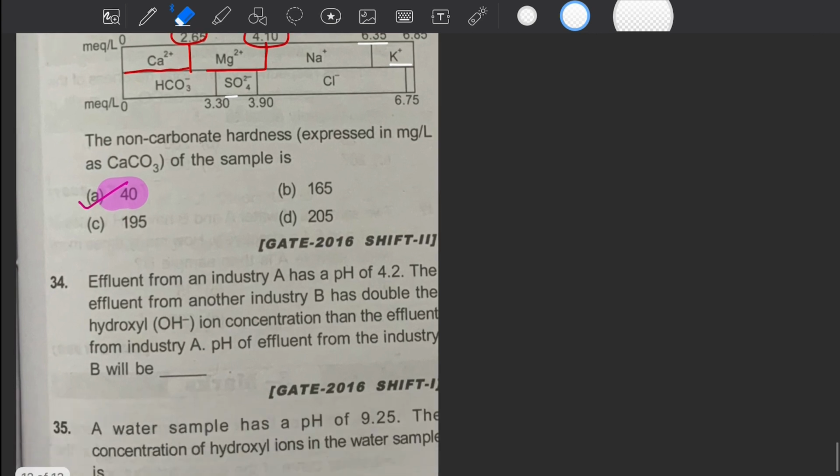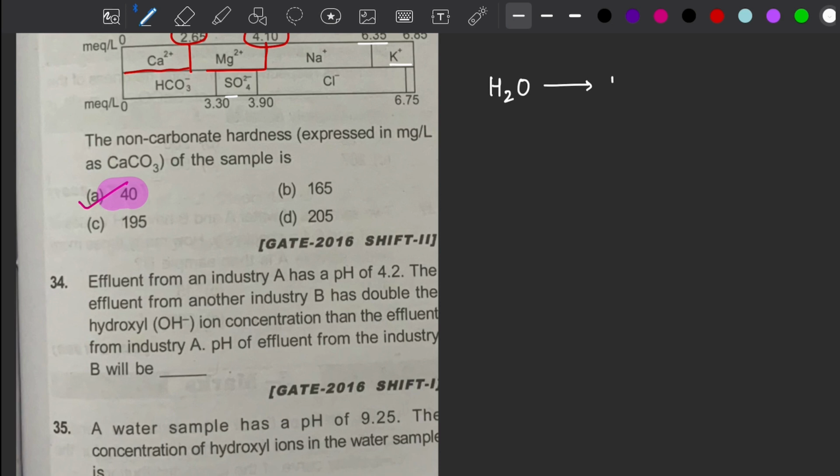So here the term pH came. pH is nothing but the measure of the potential of hydrogen ion concentration. When any substance dissolves in water, it dissociates in water either in terms of H plus ion or OH minus ion. That means water will be broken into H plus ion plus OH minus ion.